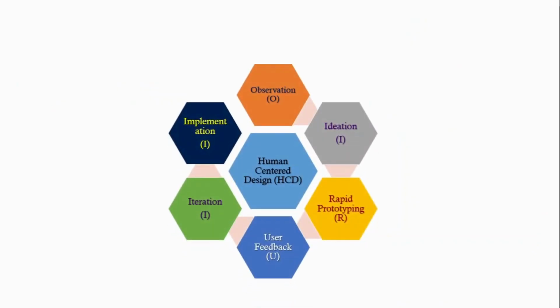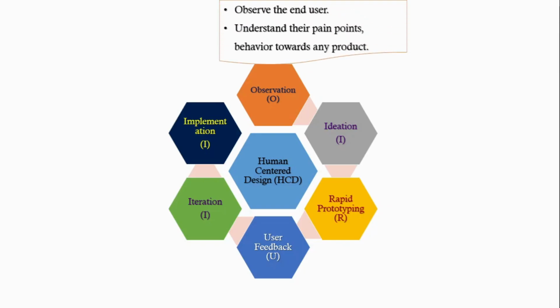As you can see from the picture, the first step is observation. In observation, we are going to observe the end user, because our objective is to design a product, and we are designing it for the end user. Ultimately we have to understand the user's requirement, their pain points, their behavior towards any product, and what they want from us. These points come under the steps of observation.